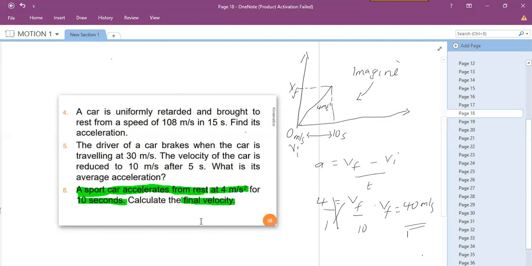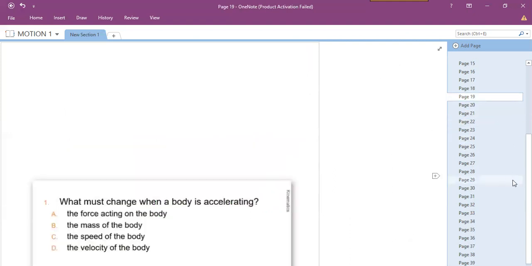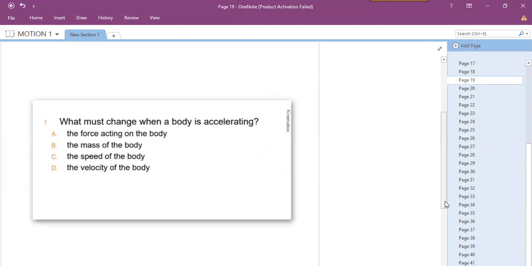So let's now move on to motion graphs. Or let's look at one more question here. This is an MCQ type of question. So what must be changing when an object is accelerating? Is it the force acting on the body? Is it the mass of the body? Is it the speed of the body? Is it the velocity of the body?